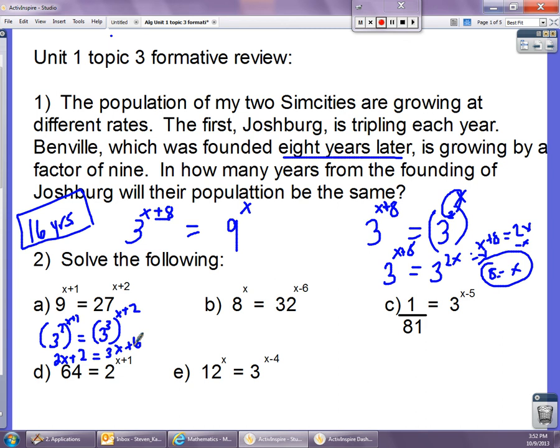And now I can set them both equal. If you solve them, you subtract 2 on both sides and subtract 6 on both sides, and you get x equals -4.